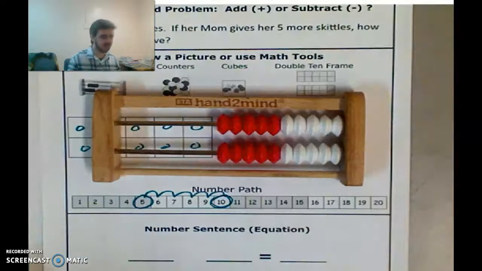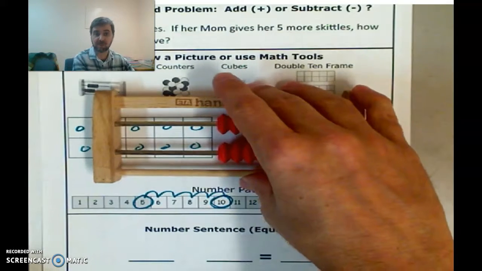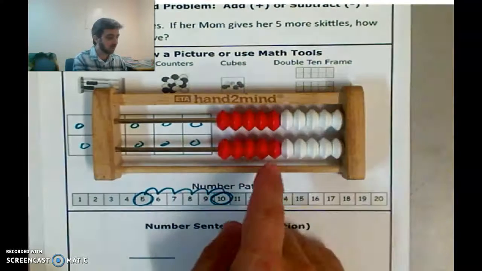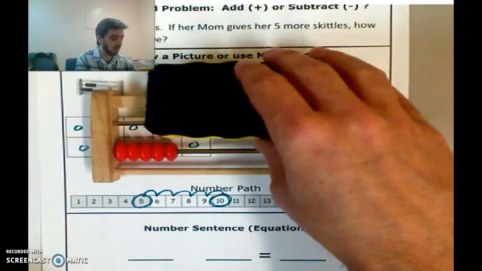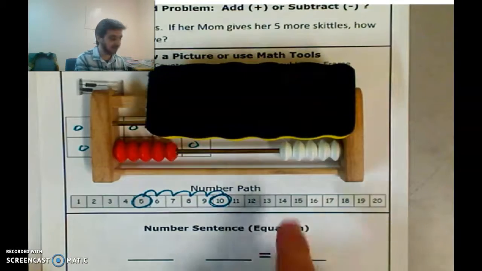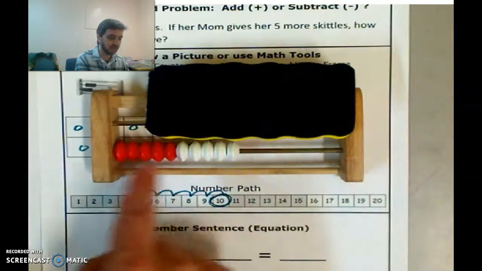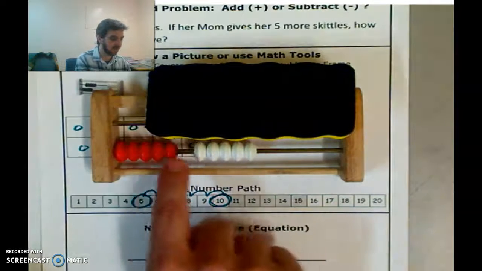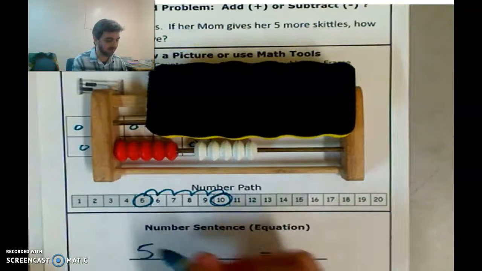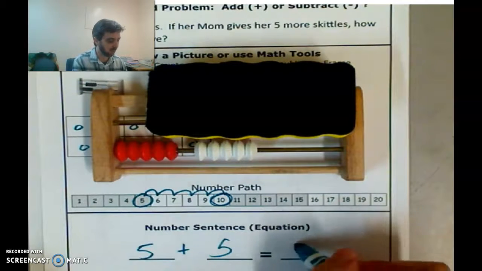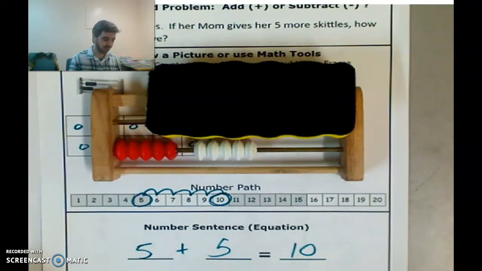Did anybody use the Rekenrek? Probably not, but it's a great tool, and we're going to be using it a lot this week, as I mentioned. So you could have done 5 Skittles here. Ignore the top part right now. And then 5 more gives you a total of 10. You can see that there's 5 Skittles here and 5 here. And then our number sentence, of course, would just be 5 plus 5 more equals 10. All right, so let's move on here.